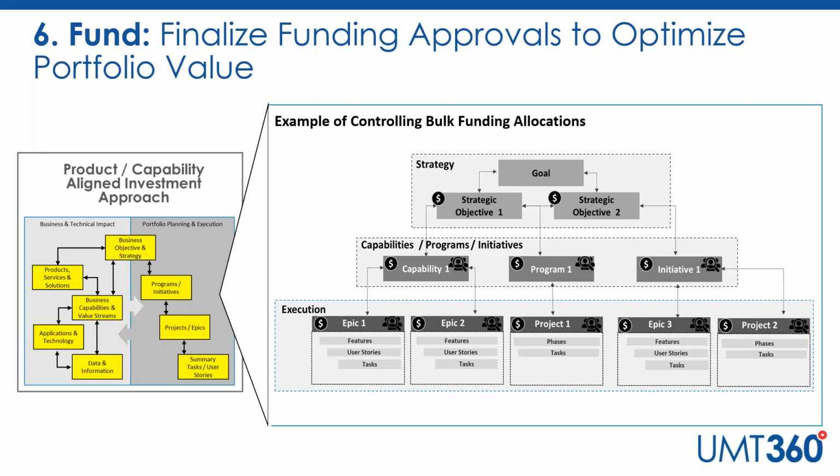We could have an initiative, which is being executed in a hybrid mode, both agile and project. Same deal, right? We're going to fund that initiative, apply the governance controls at that level, and allow the initiative owner to tee up the projects and epics within the funding guardrails, right?